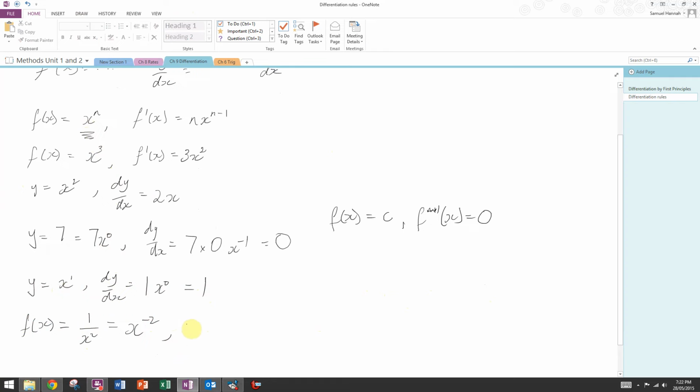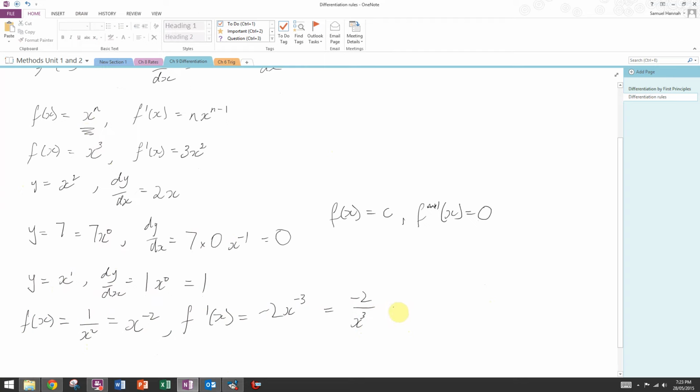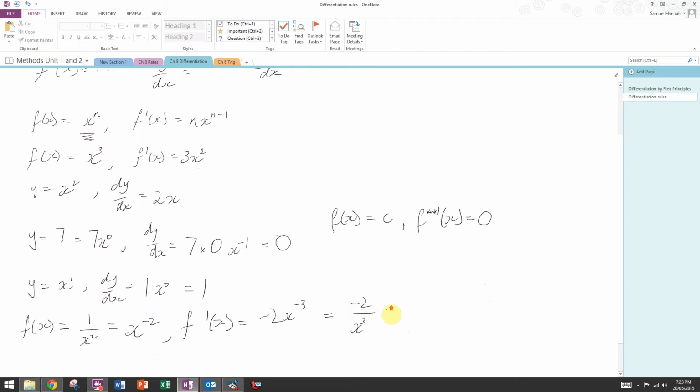So now we're ready to use our little rule. Our derivative function, sorry, let me fix that up. There we go. Our derivative function is equal to the minus 2 comes out the front, minus 2, and then x to the power of minus 2 take away 1 gives minus 3. Which of course, if you want to, you could write that as minus 2 on x cubed. So there you go, there's a whole large selection of common examples for you.